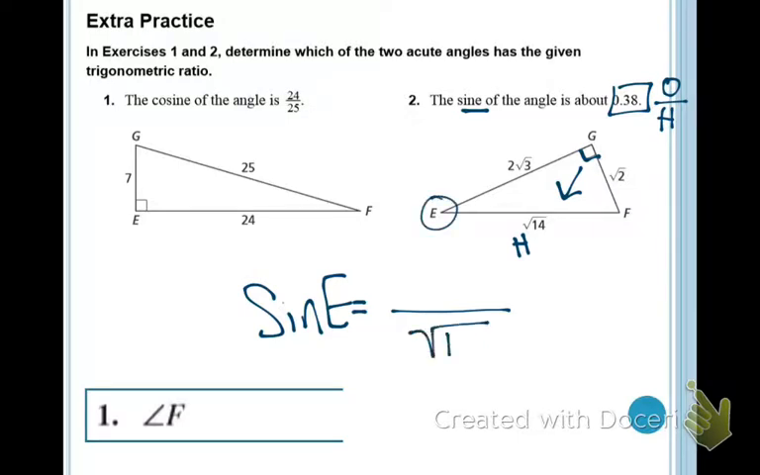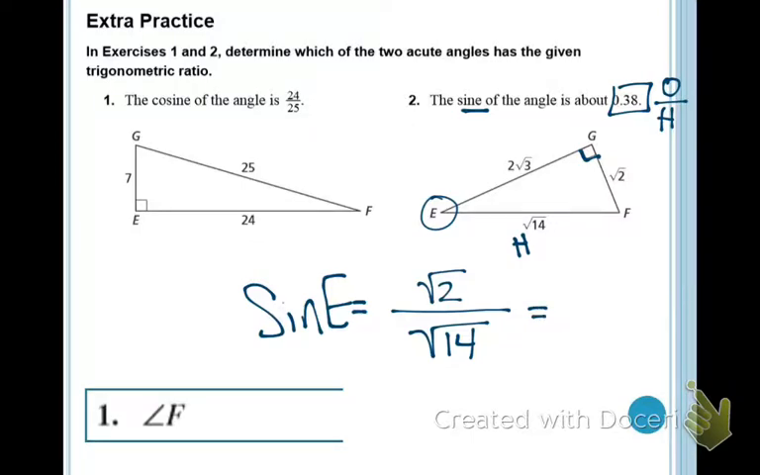Here you would just do trial and error. So if your ratio of sine of E equals 0.38, then you were coming from angle E. If it does not, then you were coming from angle F. Okay, that's the idea you're coming from here. So sine is opposite over hypotenuse. So what is the opposite of angle E? What is directly across from angle E? Square root of 2.